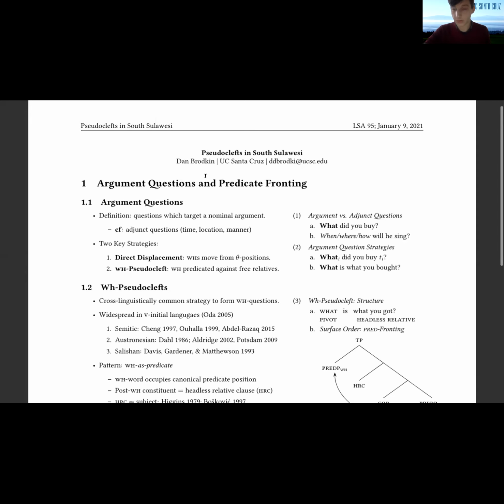This is a structure where a WH word, an argument WH word, moves from a thematic position. So something like, what did you buy? The WH just displaces from a base position. Another way to form an argument question is with a pseudocleft.